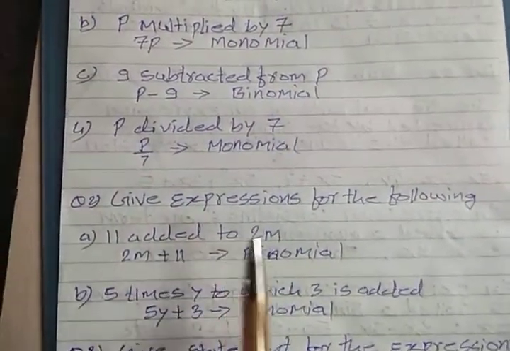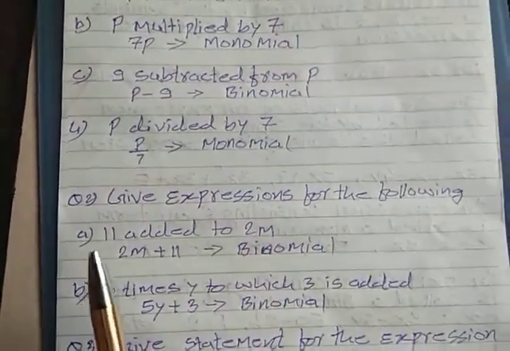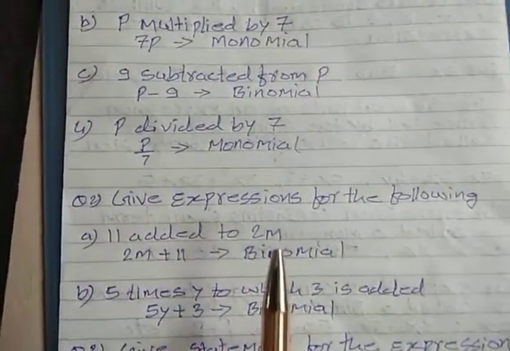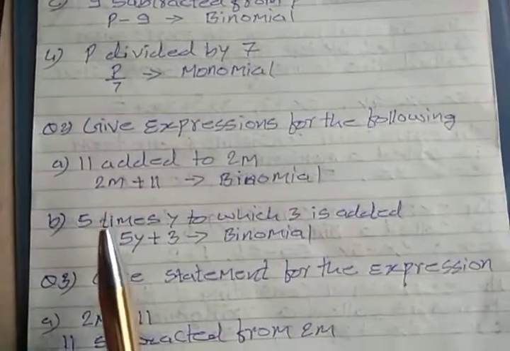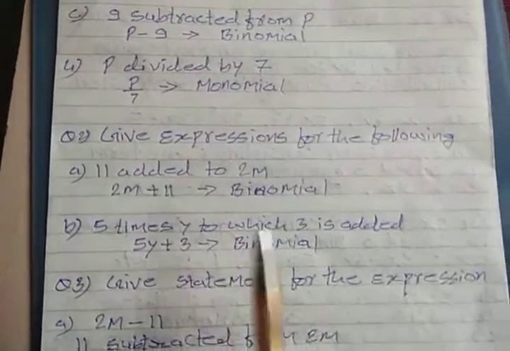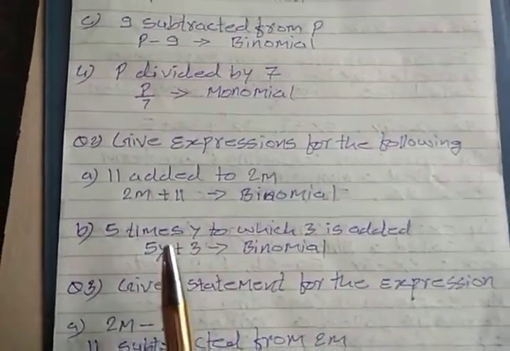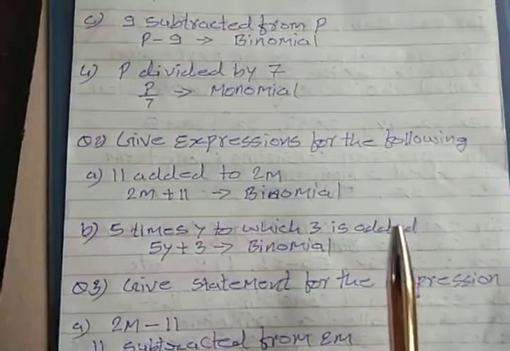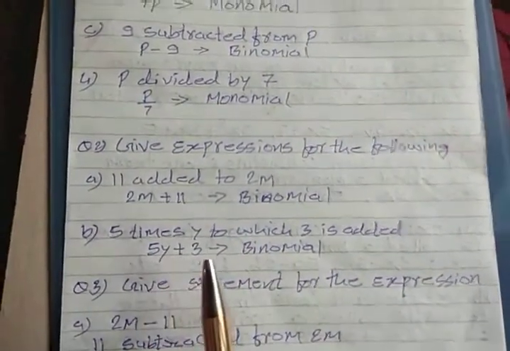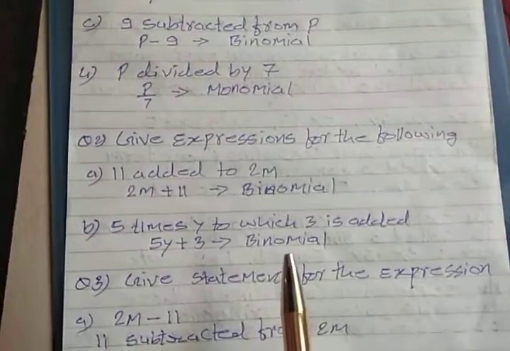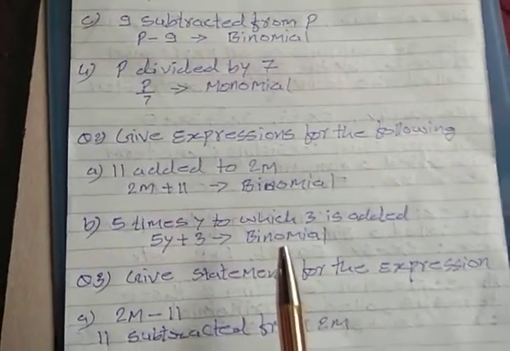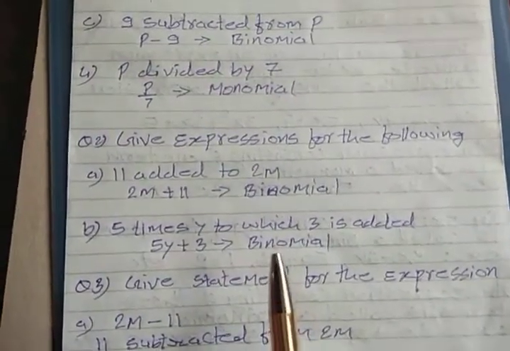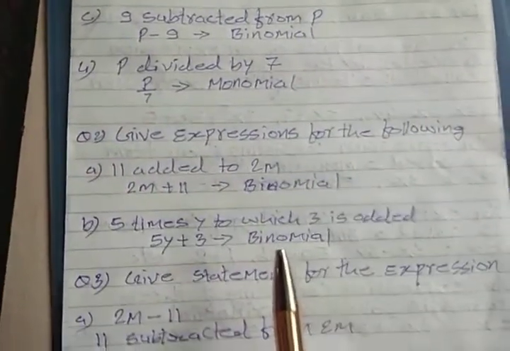Now more examples. The statement is 11 added to 2m. So 2m plus 11. It is a binomial. The next statement, 5 times y to which 3 is added, means 5y plus 3. This is a binomial. So what we did, we prepared expressions with the help of given statements.